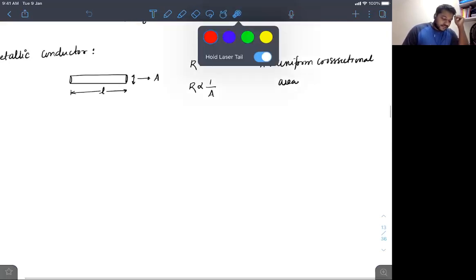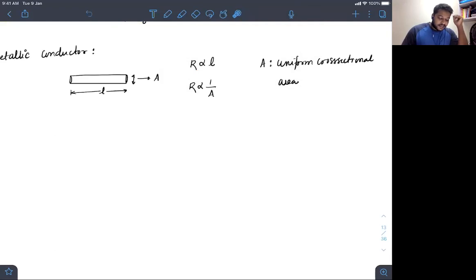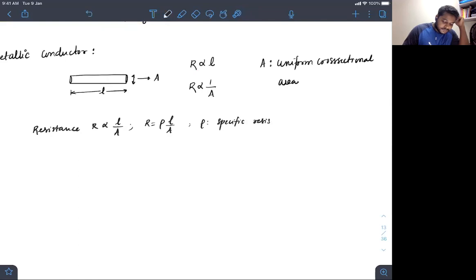So R is directly proportional to L and inversely proportional to A. Resistance R would be proportional to L by A. If I remove the proportionality, I get a proportionality constant rho, and this rho is called specific resistance or resistivity.